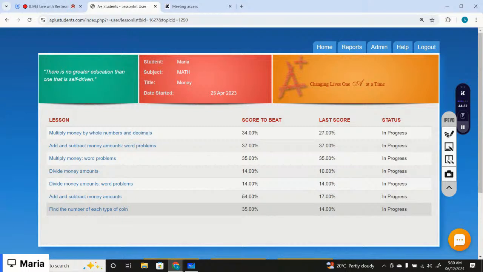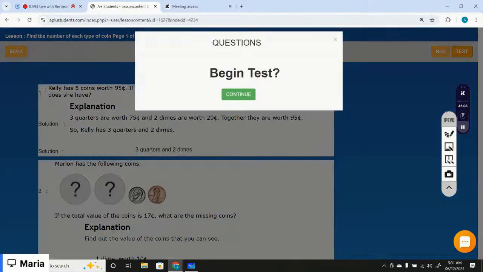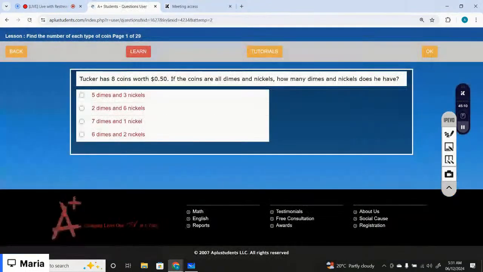Find the number of each type of coin. Calais has five coins worth 95 cents. If the coins are all quarters and dimes, how many quarters and dimes? Three quarters are worth 75 cents and two dimes worth 20 cents. Together they make 95. So Calais has three quarters and two dimes. Let's just start with the test questions.